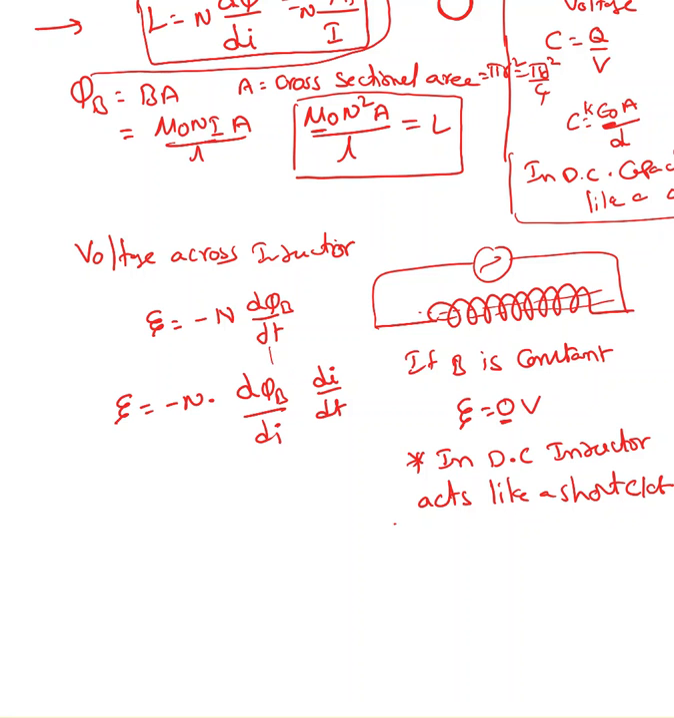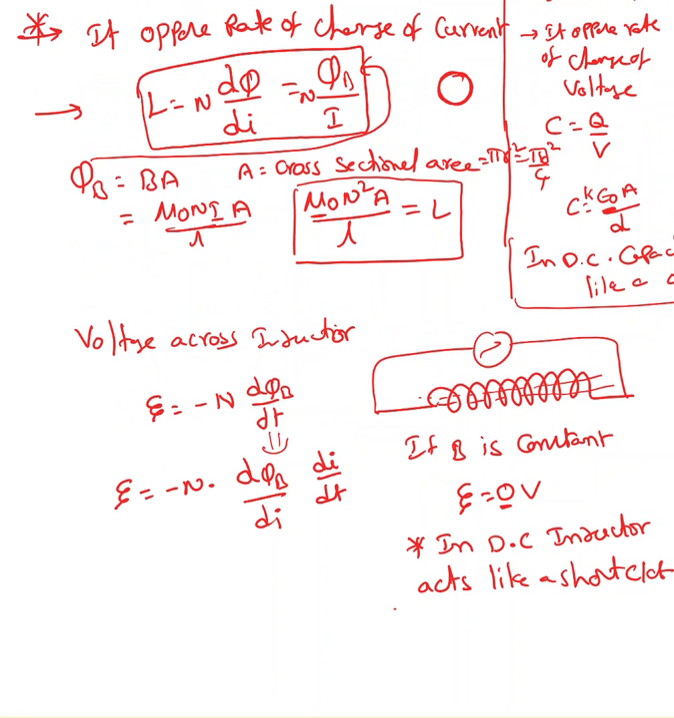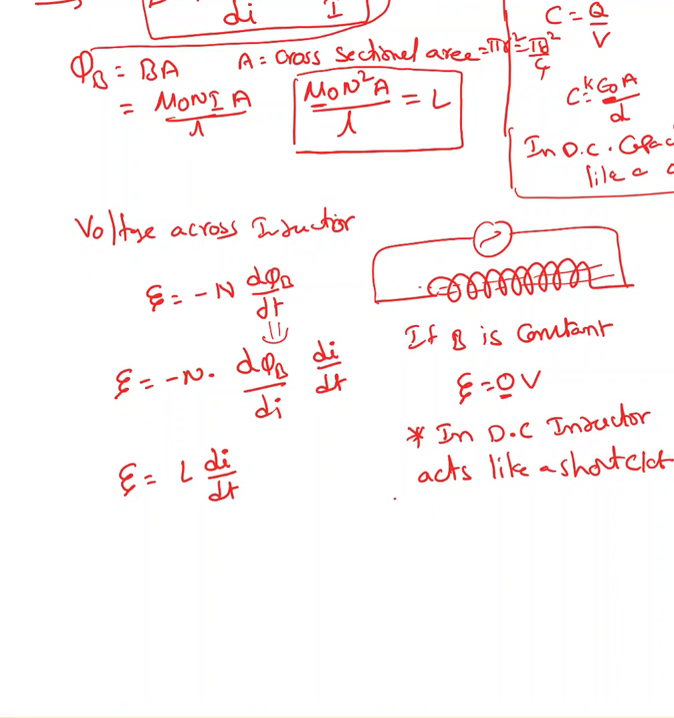I just extended this: minus N times, and instead of d phi by dt, I convert this into d phi by di and di by dt. Now we already know that N times d phi by di is nothing but L. So the induced EMF across the inductor is nothing but L times di by dt. Now what happened to this negative? Basically, the induced EMF always opposes the rate of change of current, L times di by dt. That's the voltage drop across the inductor.